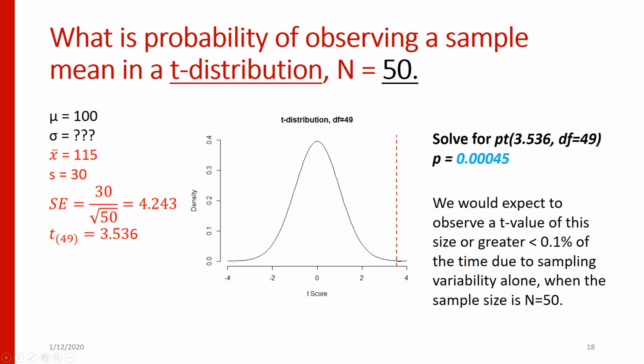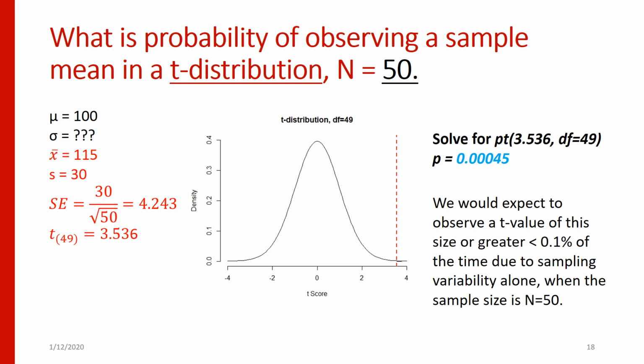So it's a probability of 0.00045, and we would expect to observe a t-value of this size or greater less than 1% of the time due to sampling variability alone when the sample size is n equals 50. So this then is very surprising, right? We would not expect that when we had a sample size of n equals 50 that we're going to get a mean of 115. Right? This does seem statistically unusual given what we know about the mean and the standard deviation for these data.